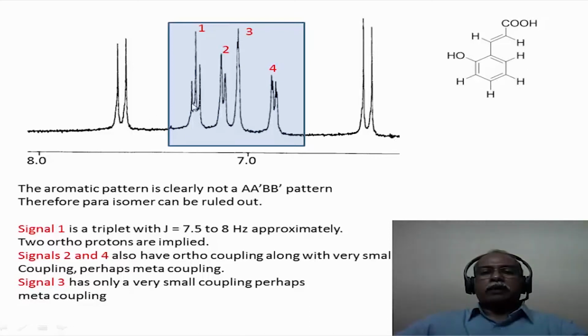But you see only one triplet in the spectrum. So these two hydrogens, which would have been two triplets in the spectrum, this spectrum doesn't have two triplets, so this can be easily ruled out as a structure. So the structure has to be the meta-hydroxy cinnamic acid.